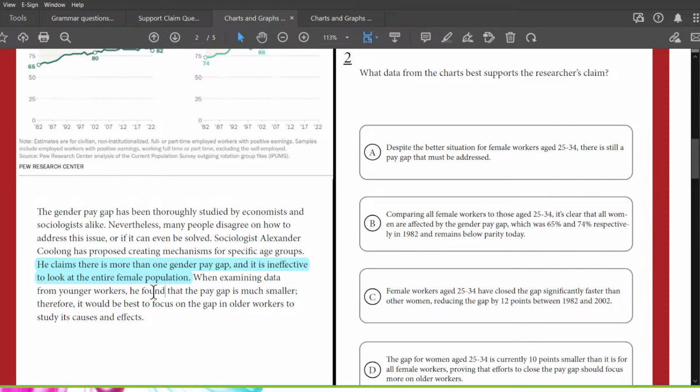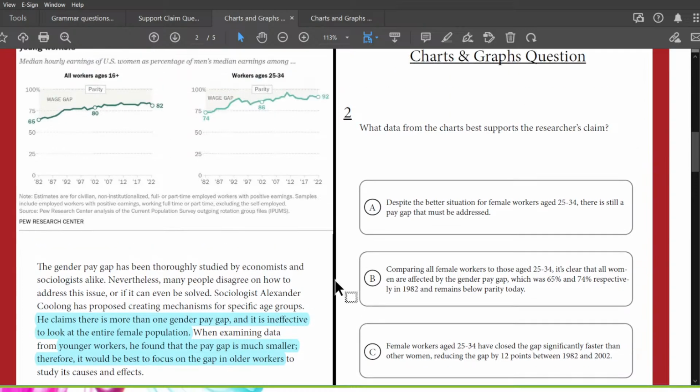Okay, so there's some important information here. He's telling us there's more than one pay gap. Maybe we need to break it down. So let's keep reading a little bit more. When examining data from younger workers, he found that the pay gap is much smaller. Therefore, it would be best to focus the gap on older workers. Okay, so his point is that if you look at the whole group of women, you don't see the real problem. You need to break it down by age groups, because in some age groups, there's not much of a gap anymore, and in other ones, there could be more. So I think that makes some sense.